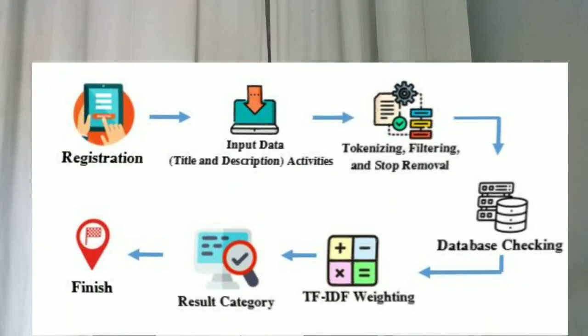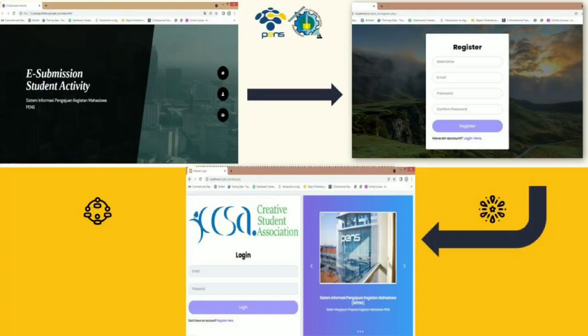As we can see from this flow, there are some steps for this system. First, we have to register to use this website. After we have an account, we can start to input or fill in every requirement to submit an activity proposal. The most important data inputs in the system are the description and the title of activities. So from these, the system can process the data.